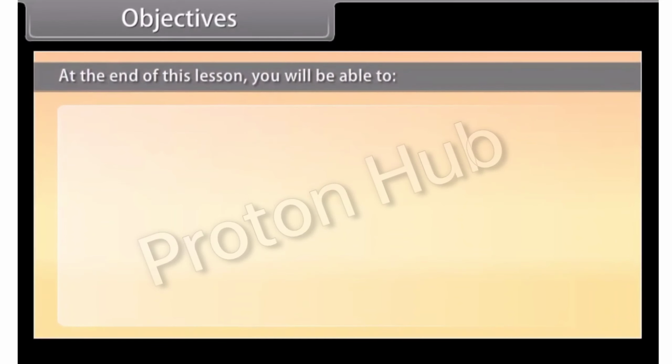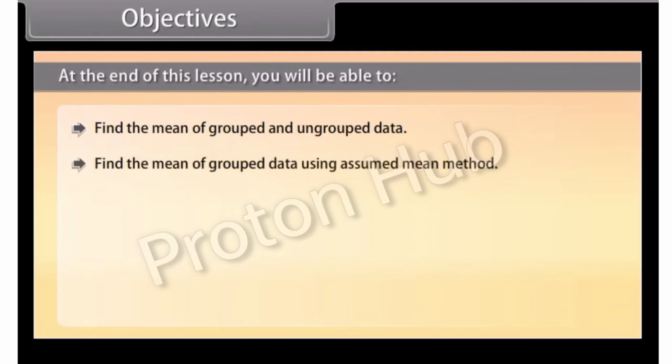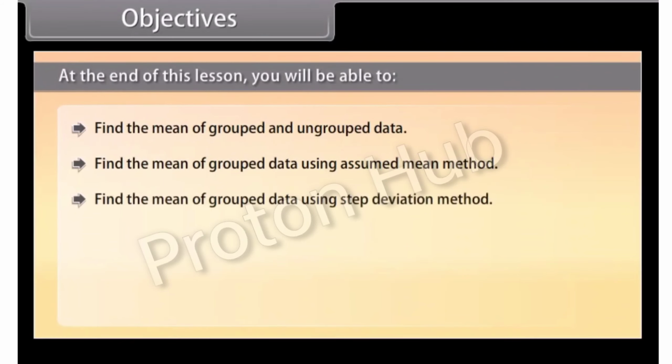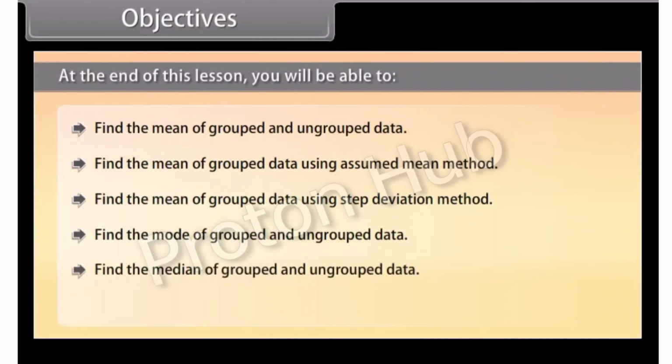Objectives. At the end of this lesson, you'll be able to find the mean of grouped and ungrouped data, find the mean of grouped data using assumed mean method, find the mean of grouped data using step deviation method, find the mode of grouped and ungrouped data, find the median of grouped and ungrouped data, analyze cumulative frequency distribution.